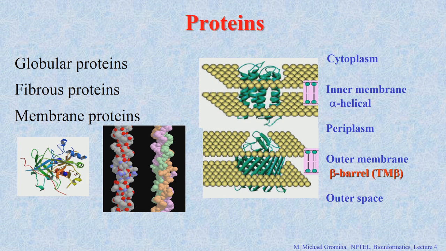There is just one exception with a different type of conformation. Other than that, almost all the membrane proteins known in the literature have alpha helical conformation in the inner membrane and beta barrel conformation in the outer membrane. Globular proteins, fibrous proteins and membrane proteins have different structural and functional roles. I will explain a bit more about the functions of these proteins.